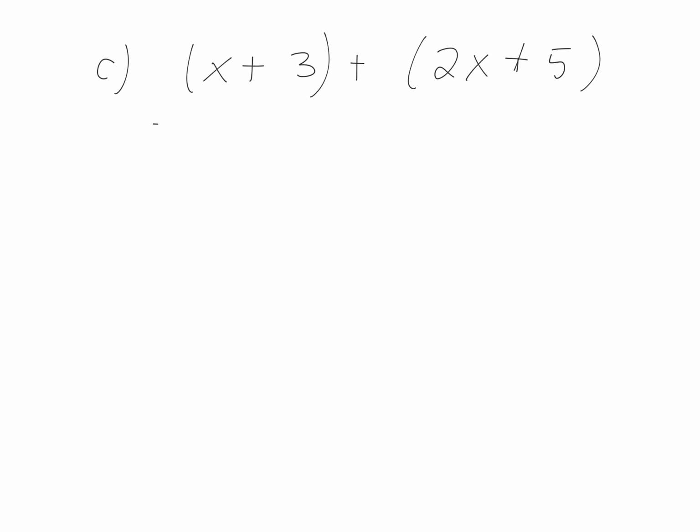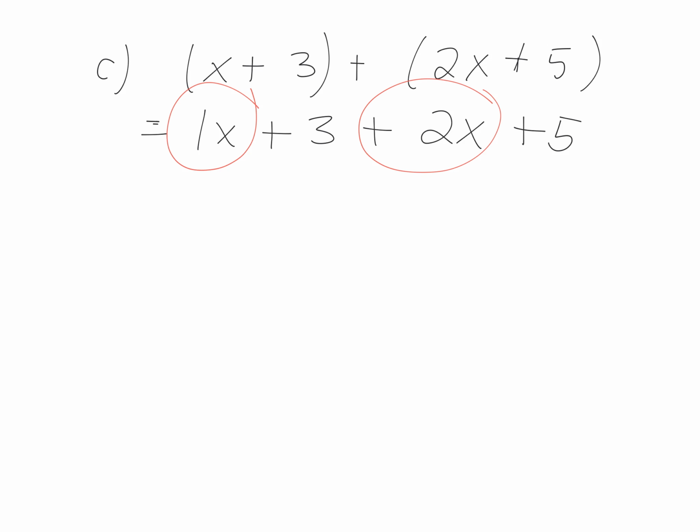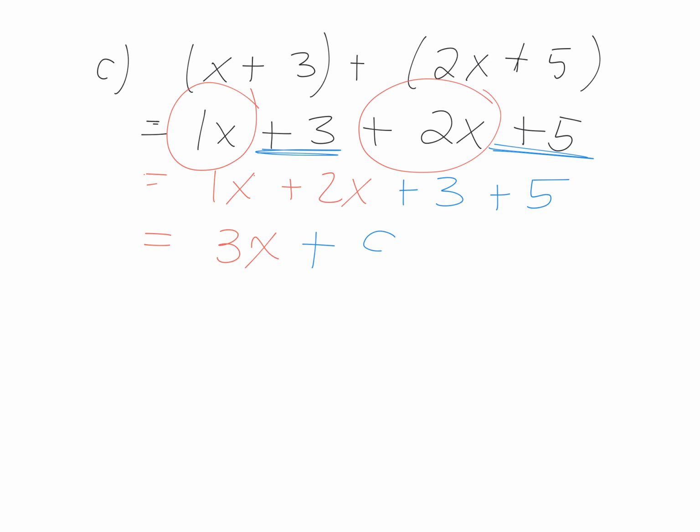So I have 1x plus 3 plus 2x plus 5. Altogether, I have 1x plus 2x. And then I have 3 plus 5. It helps to color code. If you want to use a highlighter, highlight the terms that have the same variable. How many x's do we have altogether? 3 x's plus 8. So that's the final answer.